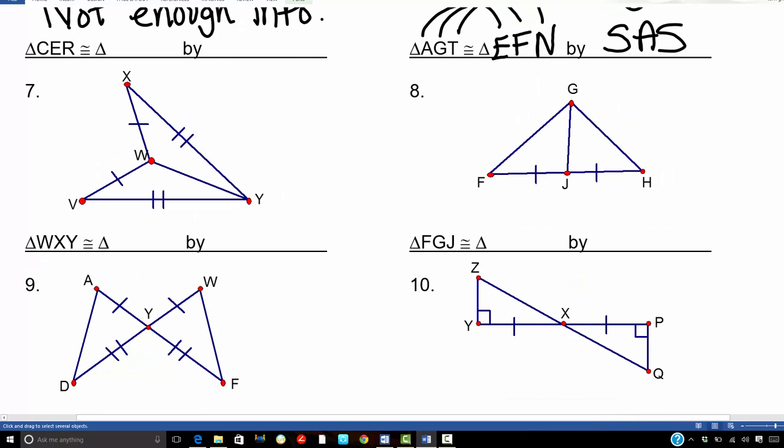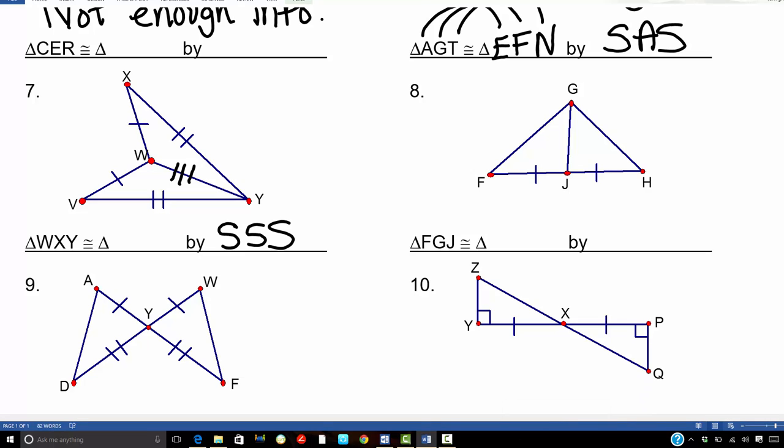All right, number 7, you should be seeing problems like this quite often now. You should be able to mark some additional information here. Both of those triangles share a common side, segment WY. So they have that side in common, so WY is congruent to itself. So these triangles can be proven congruent by side, side, side.